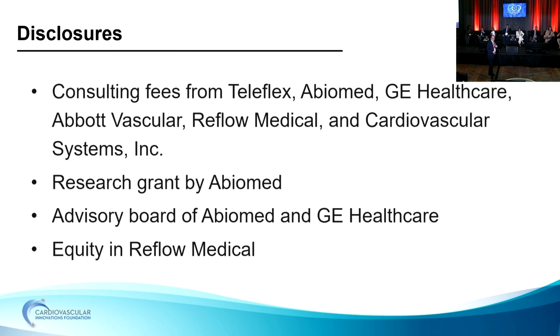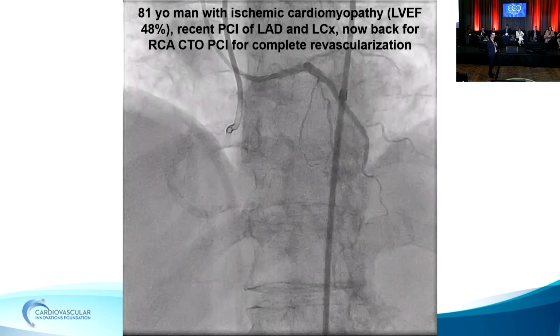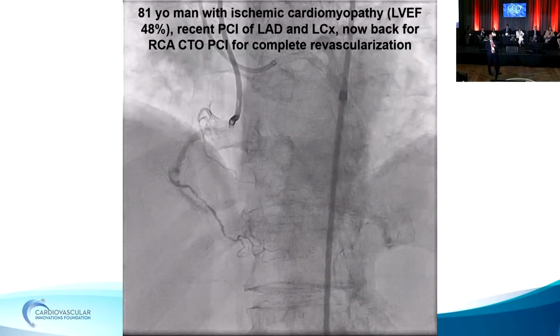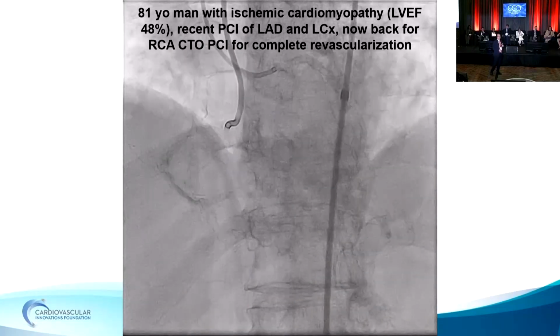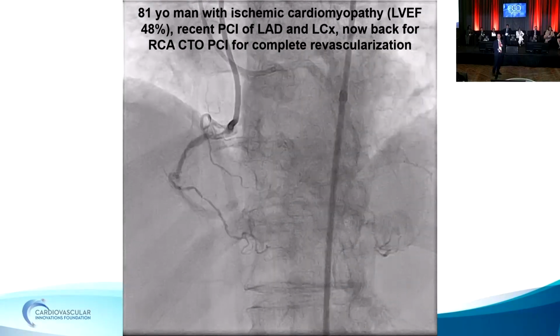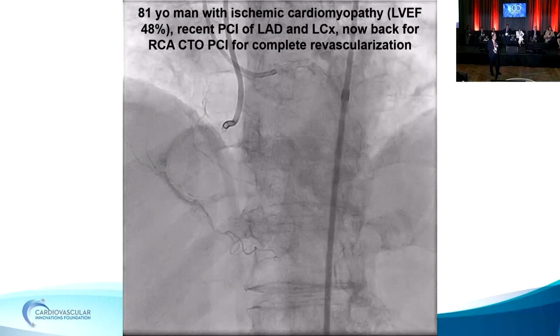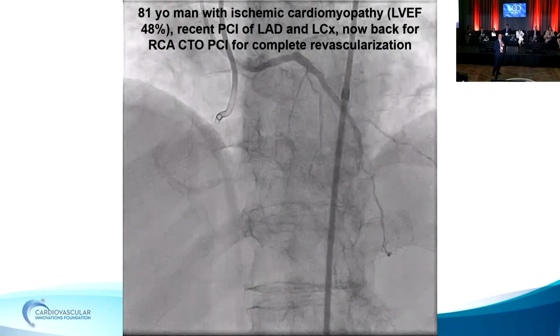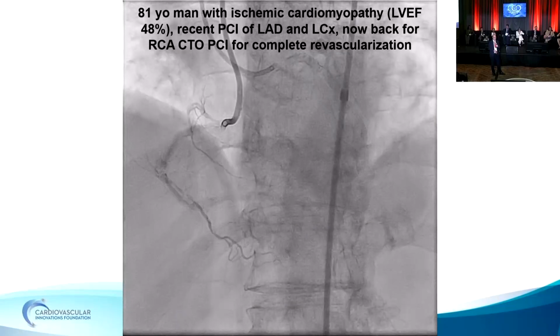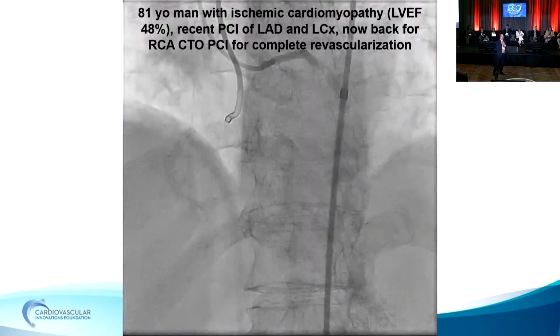So, these are my disclosures. This is just another routine case, a second CTO of the day. It's an RCA CTO, an 81-year-old man with ischemic cardiomyopathy, and he had just undergone PCI of the left-sided system 4 weeks earlier, and those will become relevant during the case. He comes for staged RCA CTO PCI.